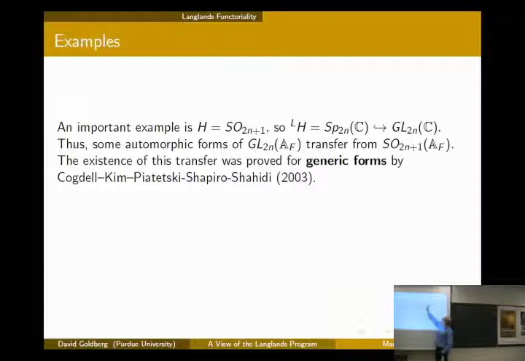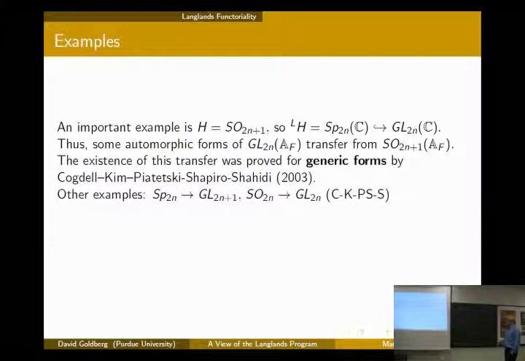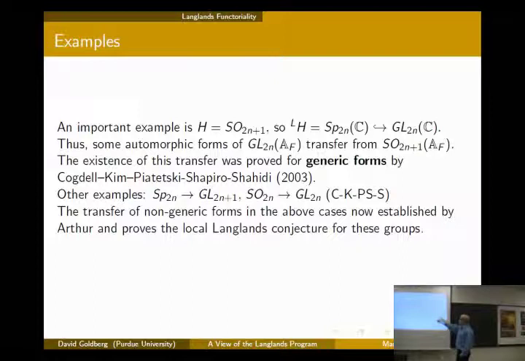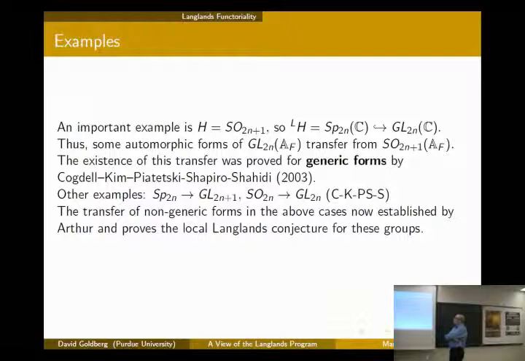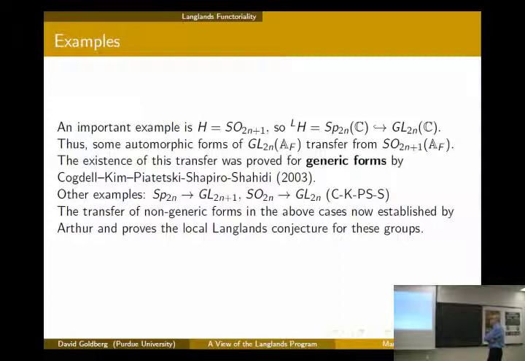The existence of this was proved for generic forms in 2003 by Cogdell, Kim, Piatetski-Shapiro, and Shahidi. Other examples in the generic case were done by the same group soon after that. I didn't say what generic forms were, but for non-generic forms, nobody had much of a handle on them until Arthur started his crusade, if you will, that went on for about 15 years.